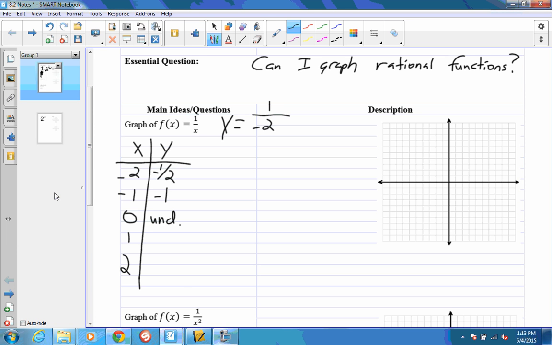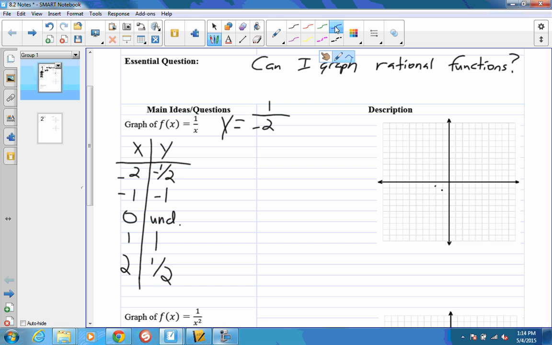So if I plug in 1, just positive 1, 1 over 1 is 1. And if I plug in 2, 1 over 2 is just 1/2. So if we go to graph this, start with -2 and -1/2 right there. -1 and -1. Okay, 0 and undefined.